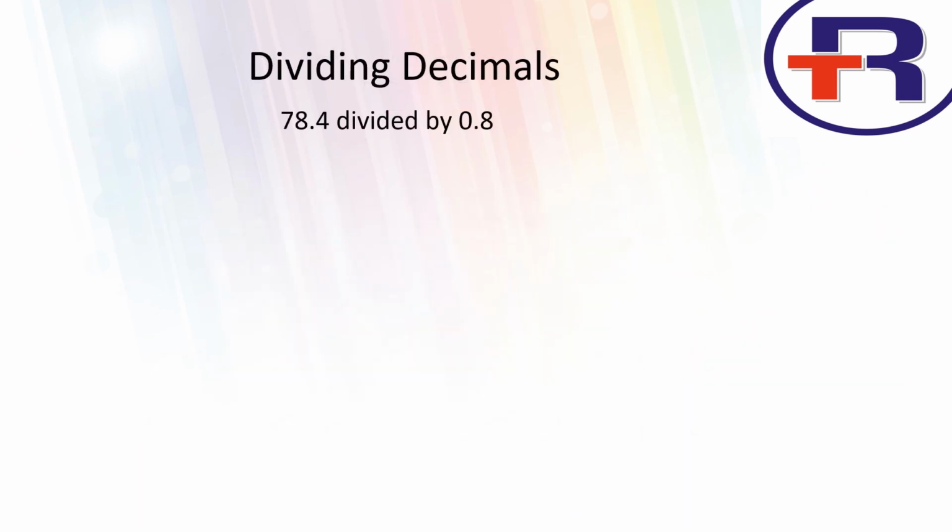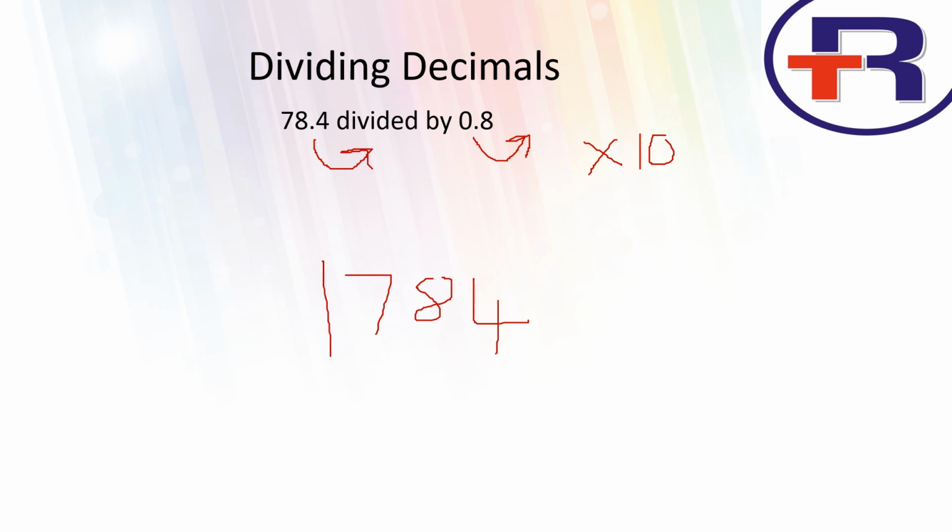Dividing decimals, in this instance we've got 78.4 divided by 0.8. Again, we have to move the decimal point. To do that, what we're going to do is times each of those numbers by 10, by moving the decimal points one place to the right. In effect, we've multiplied them by 10. So that means that 78.4 becomes 784 divided by now just 8. So now we can work it out.